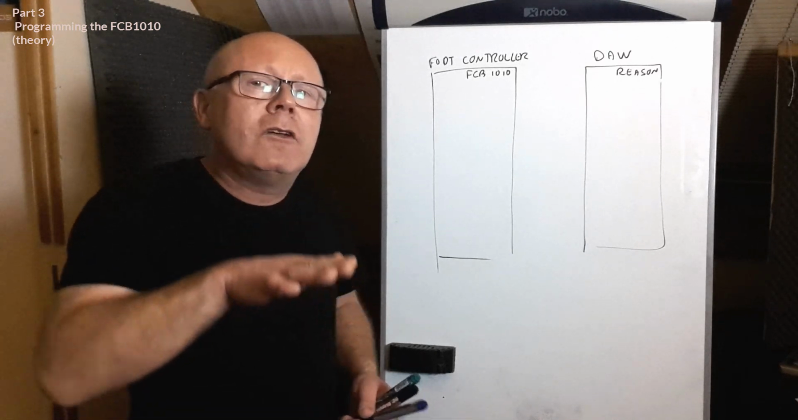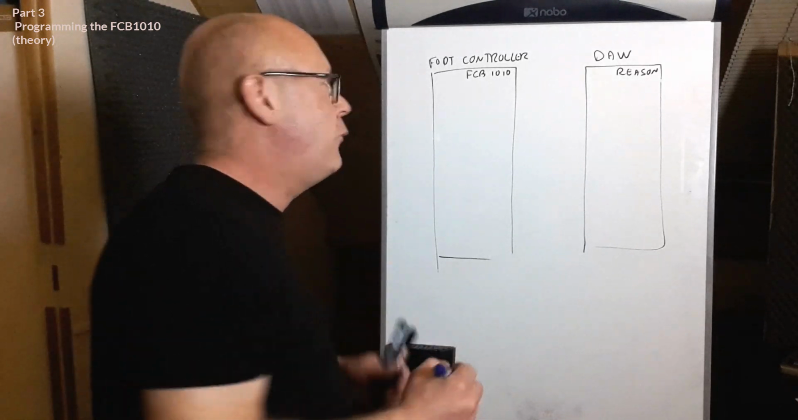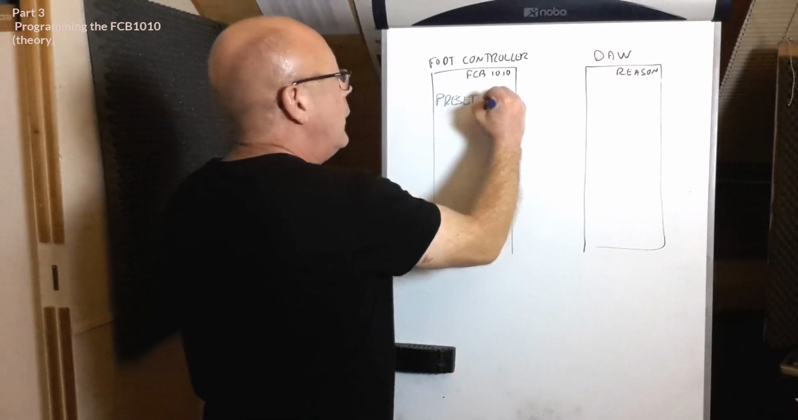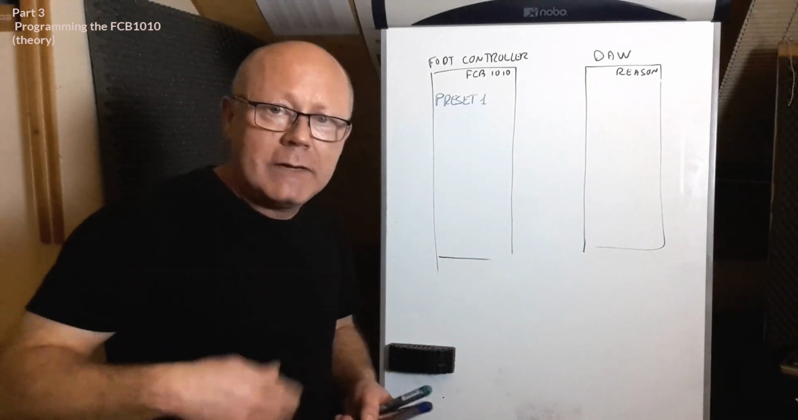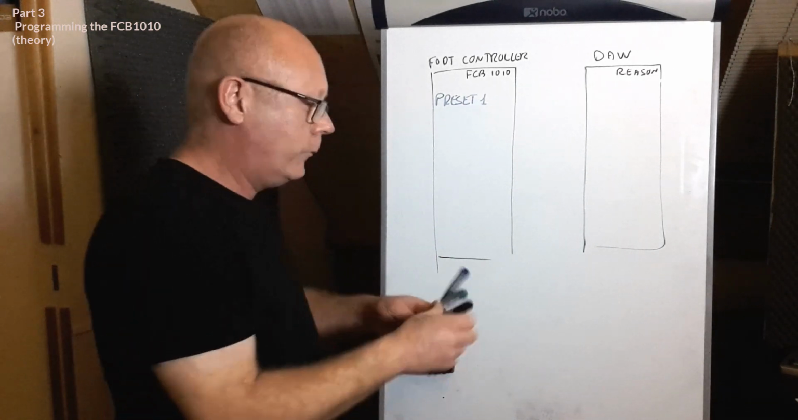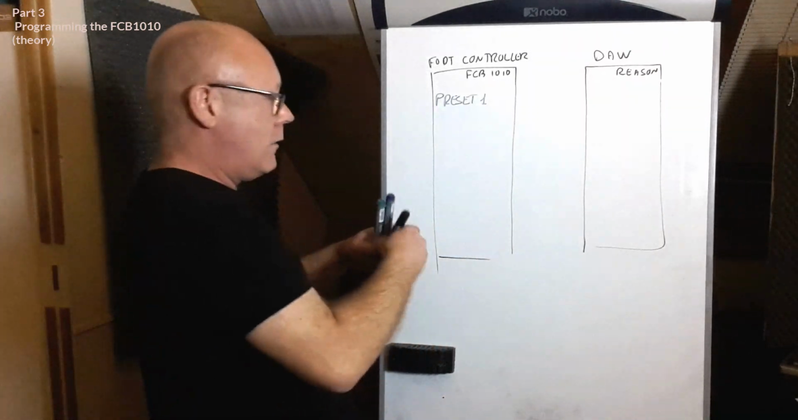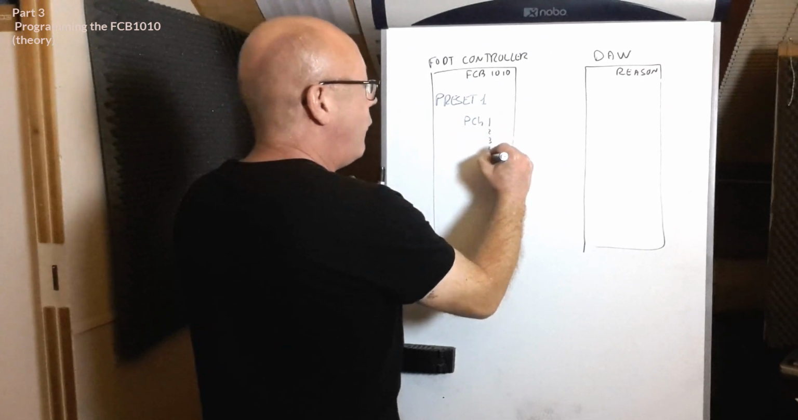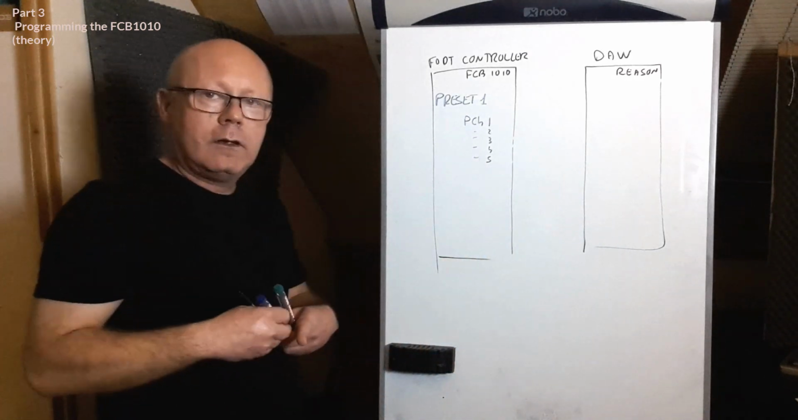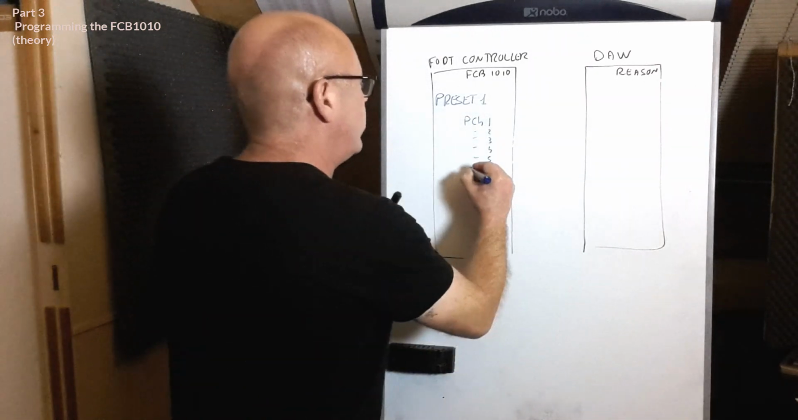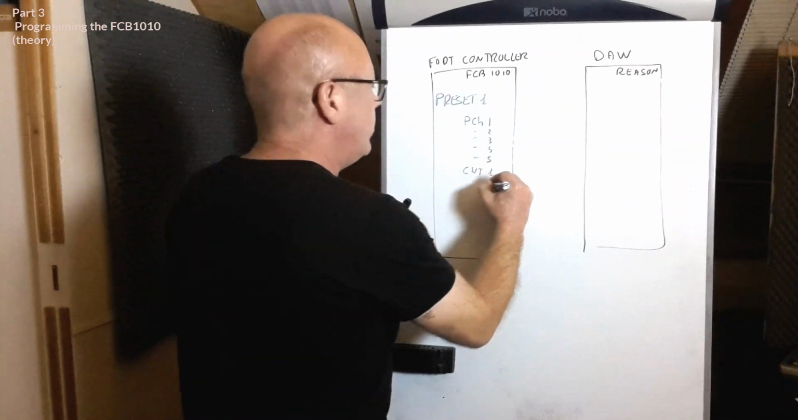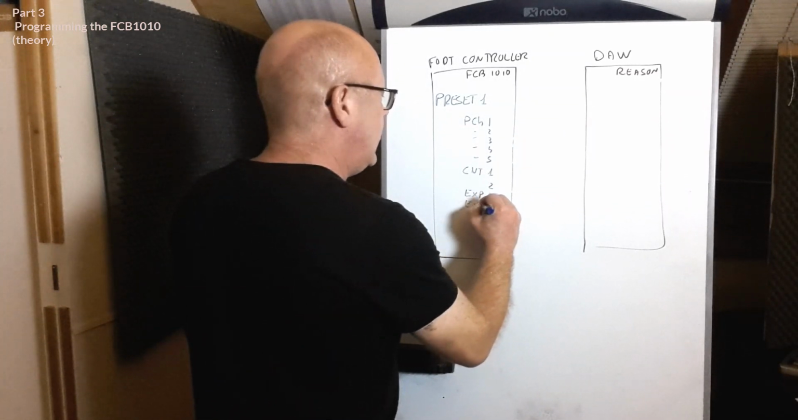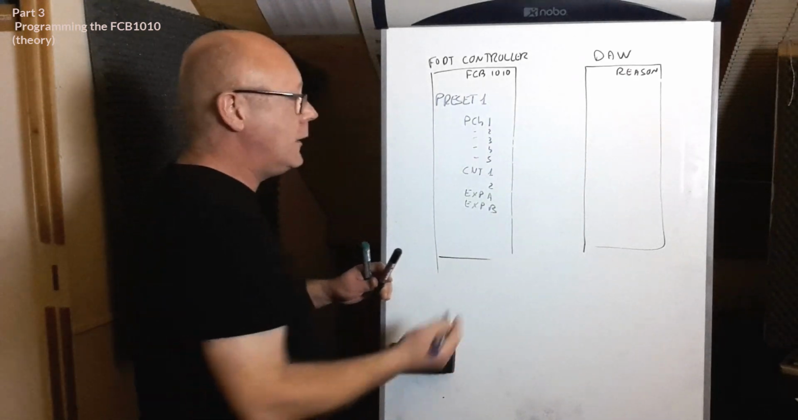So when I press on button number 1, I activate preset 1. There are 10 MIDI instructions which can be activated when I press this button. You got change color, program change 1, 2, 3, 4, 5. You have a CNT 1, 2. You have expression A, expression B, and finally you have note.